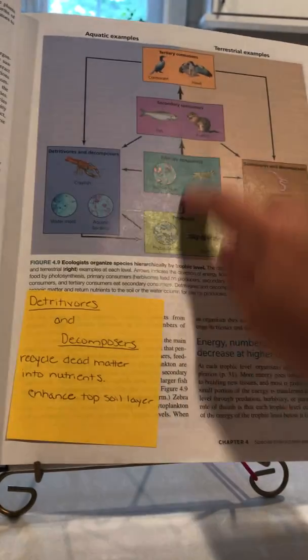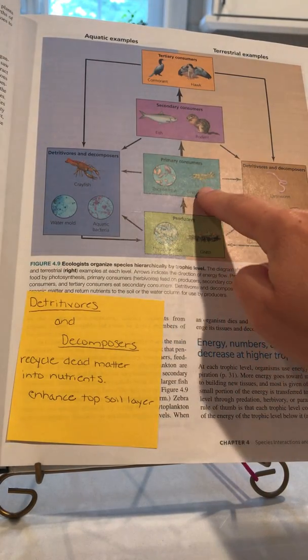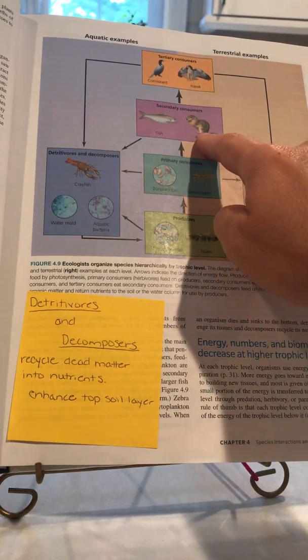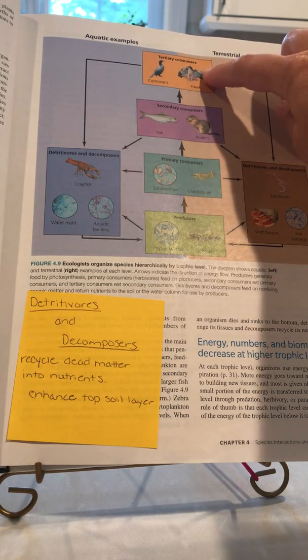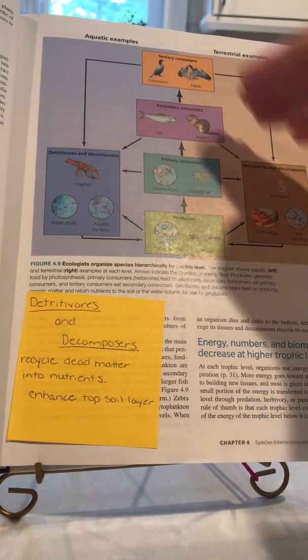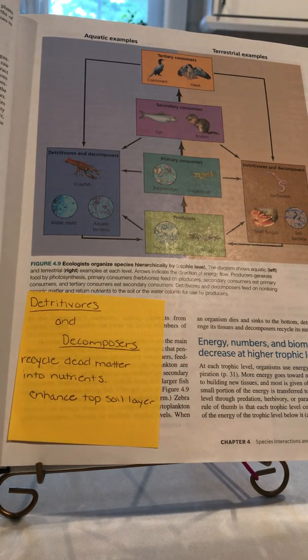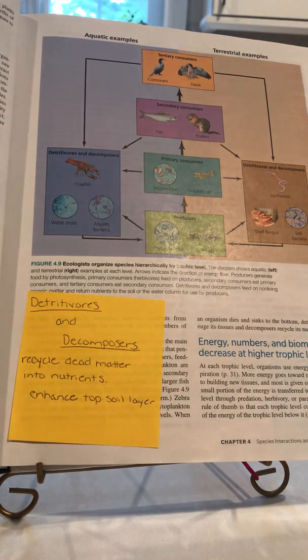So you take a look at this lovely example up here. Producers give their energy onto the primary consumers, who give their energy onto the secondary consumers, which are typically carnivores, and then the tertiary consumers. Everybody, though, at some point, at any level, could die, and then that goes to the detritivores or the decomposers.